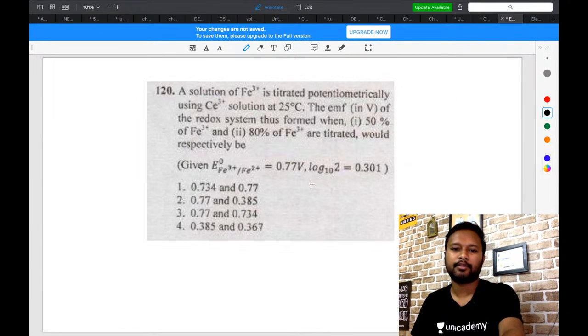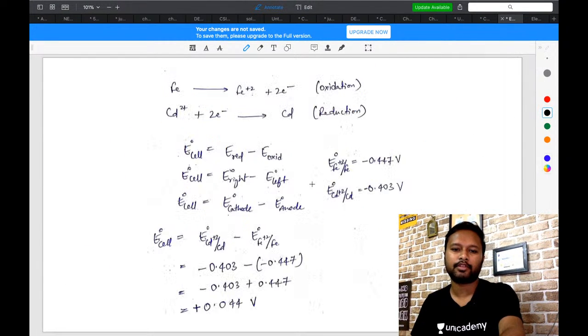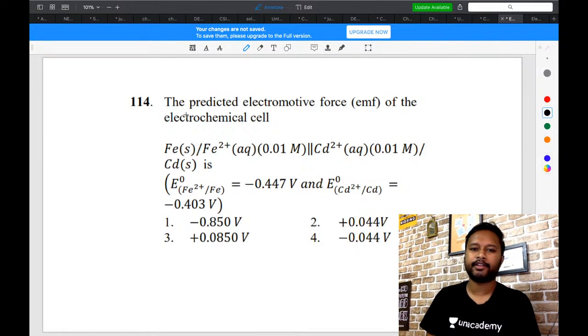Alright, let's take some more questions. Let's take some good questions now. The question says: predict the electromotive force of the electrochemical cell. The cell is given to you, Fe and Fe plus 2, and the concentrations are given, and cadmium. So you have two electrodes, an iron electrode and a cadmium electrode. The reduction potentials are given to you. If you see, iron is getting oxidized, and cadmium is getting reduced.